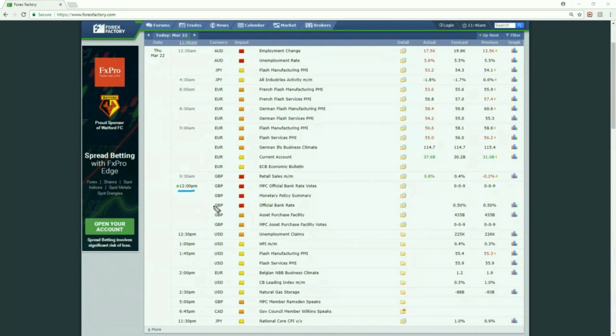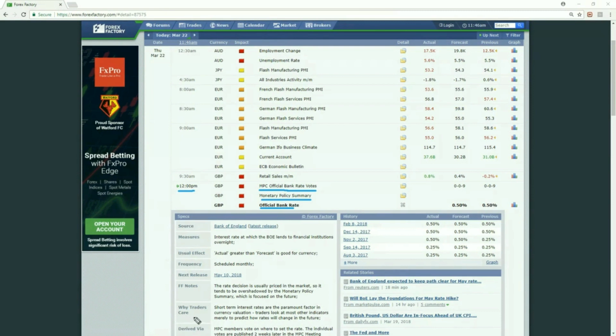Today we have a very important economic announcement with the MPC official bank rate votes and the monetary policy summary. That will be the official bank rate of the Central Bank of England, and that is certainly going to move markets. So we'll look to analyse this price volatility over the Forex markets, and we'll look at the UK FTSE 100 as well. Why do traders care when analysing the markets and looking for volatility? We know that this has a very short-term effect on currency valuation, and different asset classes will react as a result as well.